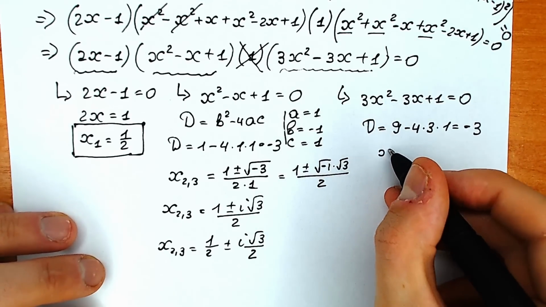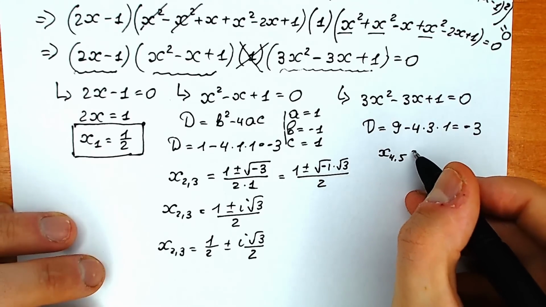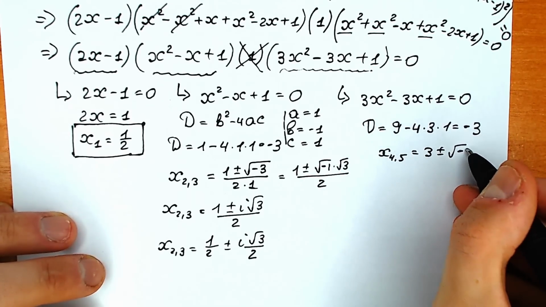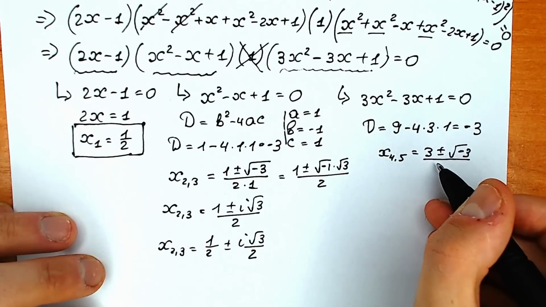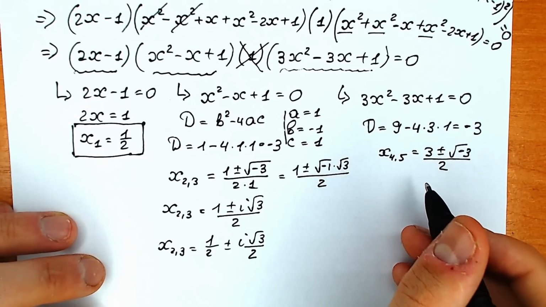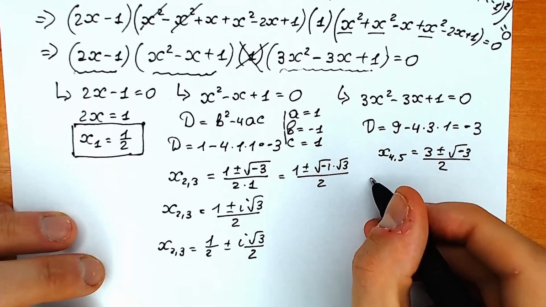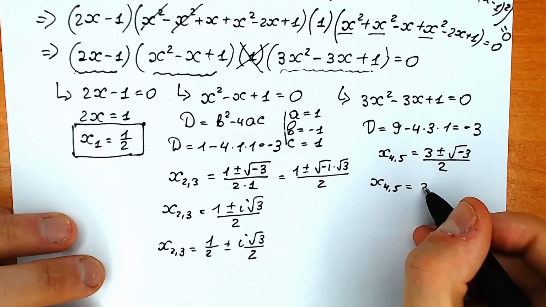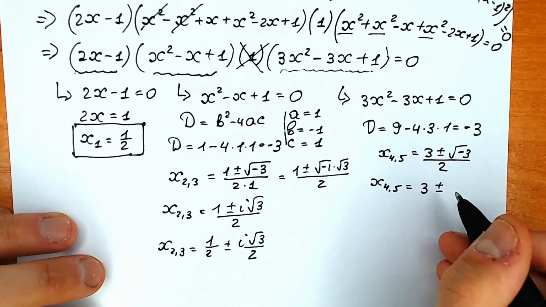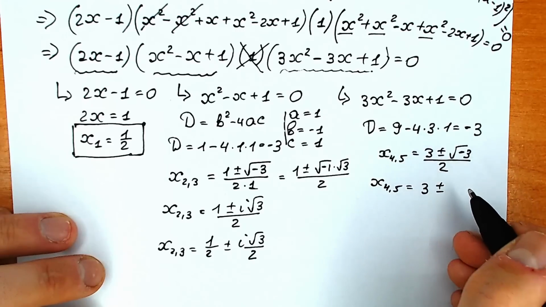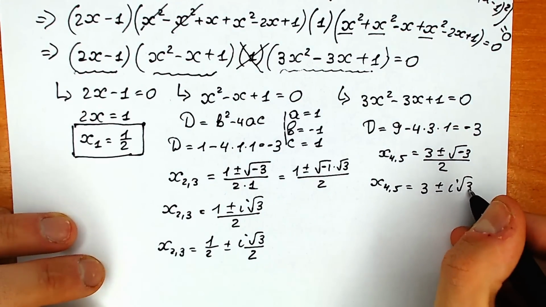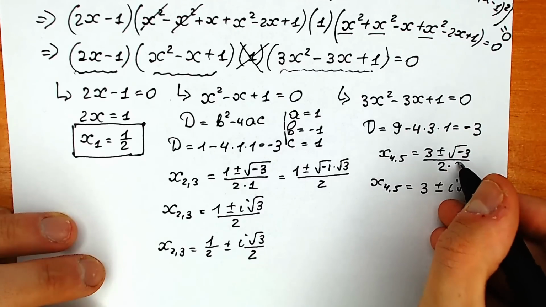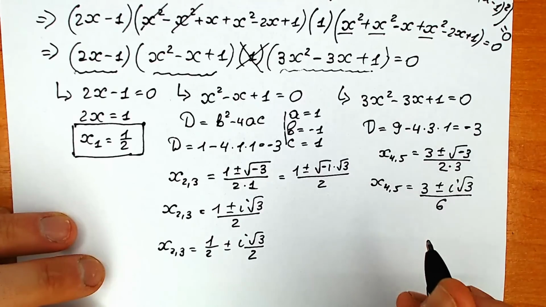So we will have x fourth and x fifth equal to minus b, so 3, plus minus square root of the discriminant, square root of minus 3, and all over, we're going to divide it by 2a. And as you can see, it looks like absolutely the same thing. Let's do this. So we have x fourth and fifth equal to 3 plus minus i times square root of 3, and we're going to divide it by 2. Right here, sorry, we have 2 times 3, so as a result we divide it by 6, so don't forget about this.